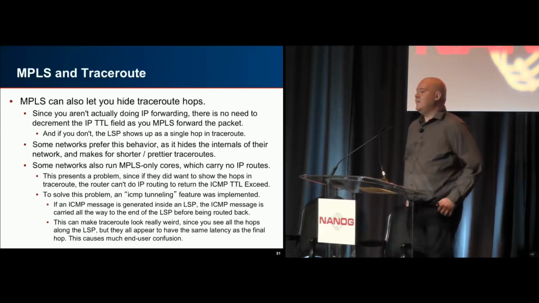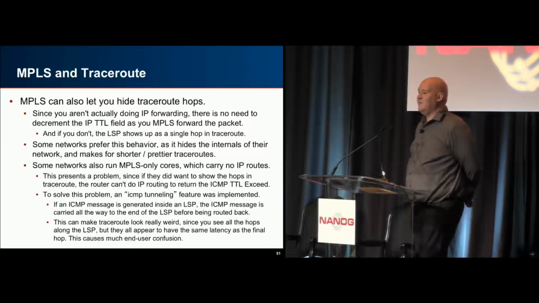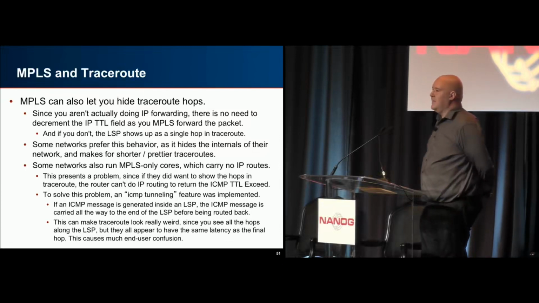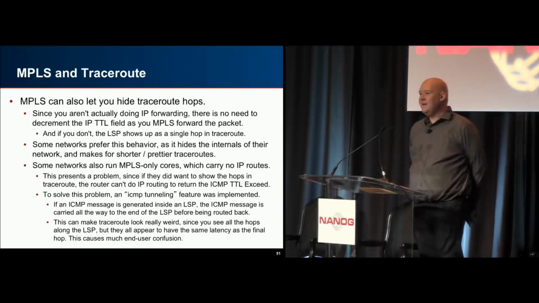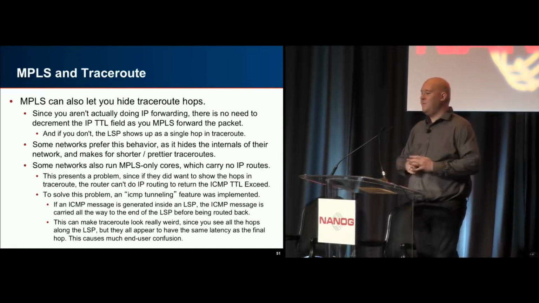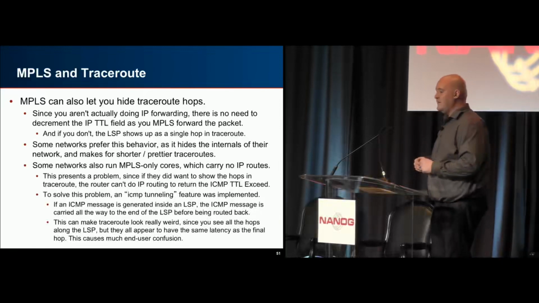So a quick word about MPLS and traceroute. MPLS is well known for letting you do something called hiding your traceroutes. Remember, inside an LSP, you're not actually doing IP forwarding. And one of the side effects of forwarding an IP packet is that every time you forward a packet, you decrement its TTL value by 1. That's what makes traceroute work. That's what prevents packet loops and all that fun stuff.